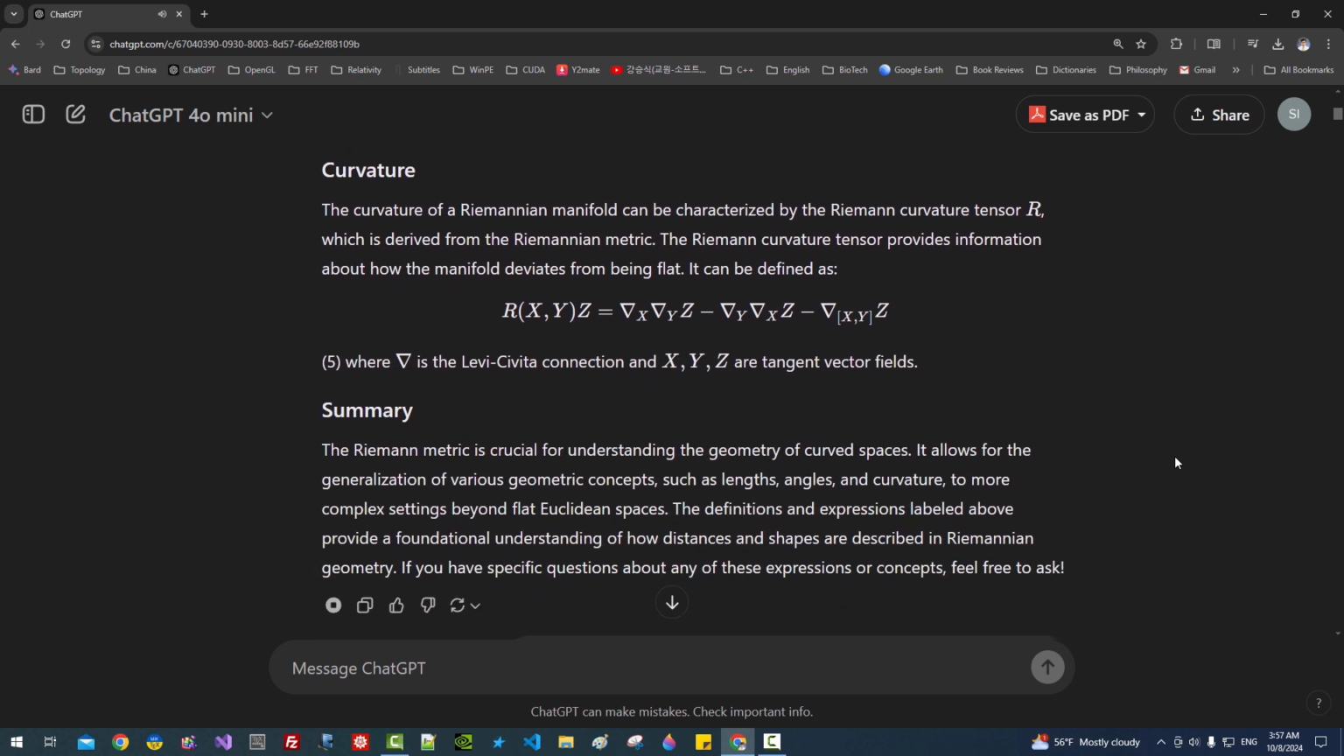The curvature of a Riemannian manifold can be characterized by the Riemann curvature tensor R, which is derived from the Riemannian metric. The Riemann curvature tensor provides information about how the manifold deviates from being flat. It can be defined as R(X, Y)Z equals nabla_X nabla_Y Z minus nabla_Y nabla_X Z minus nabla_[X,Y] Z, where nabla is the Levi-Civita connection and X, Y, Z are tangent vector fields.